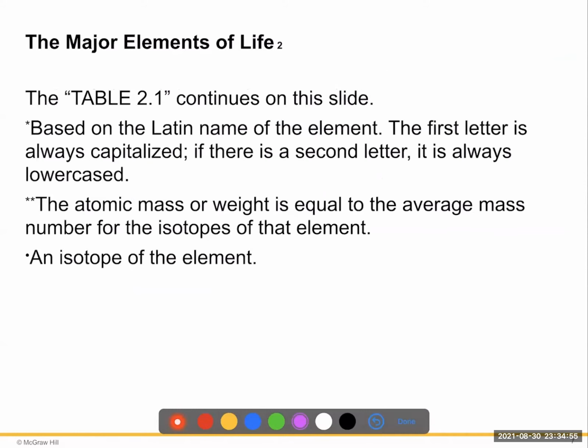Okay. So when you're naming an element, the first letter is always capitalized. If there's a second letter, it's always lowercase. So we have magnesium. Magnesium is Mg, so M is capitalized, g is lowercase. Sodium is Na, because it goes by the Latin name. N is always capitalized, a is lowercase. If there's only one letter, like oxygen, it's always capitalized.